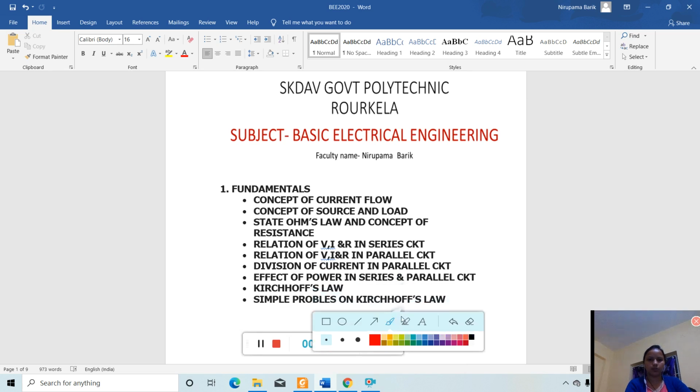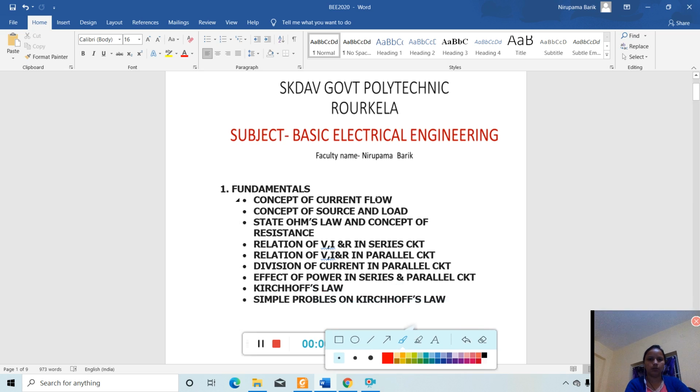In the previous class we already covered the concept of current flow, concept of source and law. So today we will discuss Ohm's law and concept of resistance, then relation of V, I and R in series circuit, relation of V, I and R in parallel circuit.